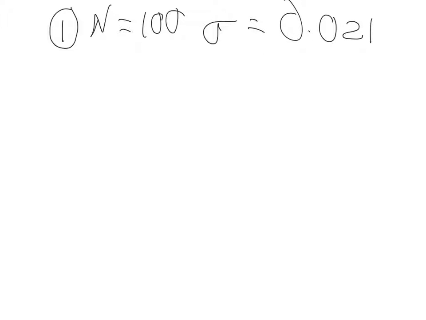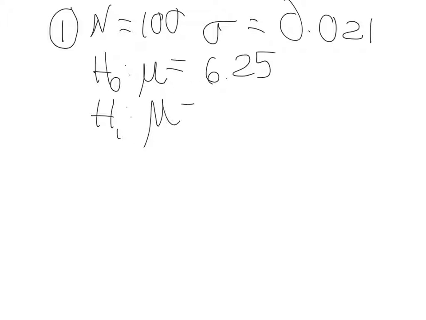Okay, and we know what our hypotheses are going to be. It's the equals, not equals. So we're going to have equals 6.25 versus not equal to 6.25. All right, everybody okay so far? Good job.